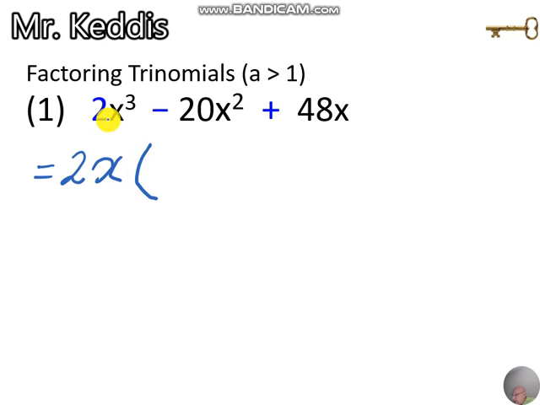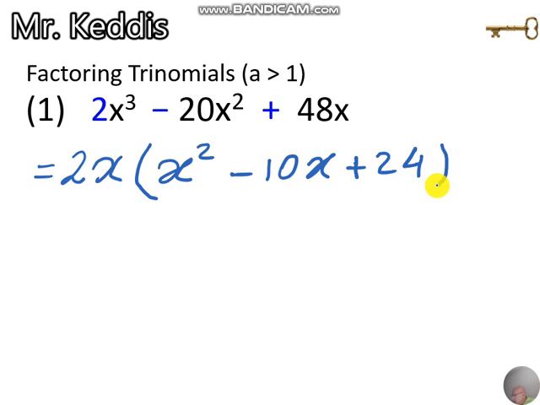When you divide 2x cubed by 2x, I get x squared. When you divide negative 20x squared by 2x, I get negative 10x. Plus 24. I factor this trinomial into two binomials.